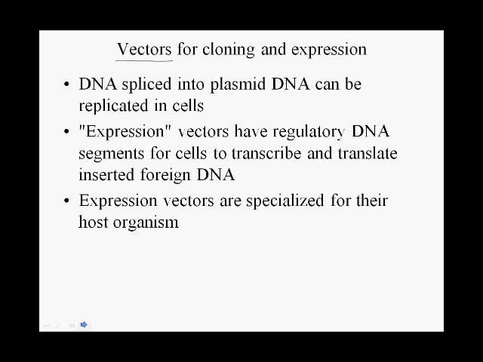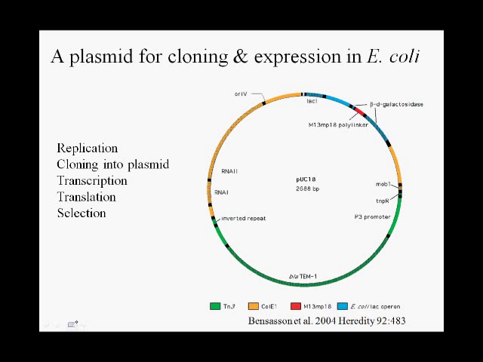So depending on the targeted host organism, there are specialized vectors that are designed and appropriate for the host organism and contain features to allow maintenance, propagation, and expression of foreign genes in the targeted host organism. So here is a little more detailed map of a plasmid for cloning and expression of foreign DNA segments in E. coli.